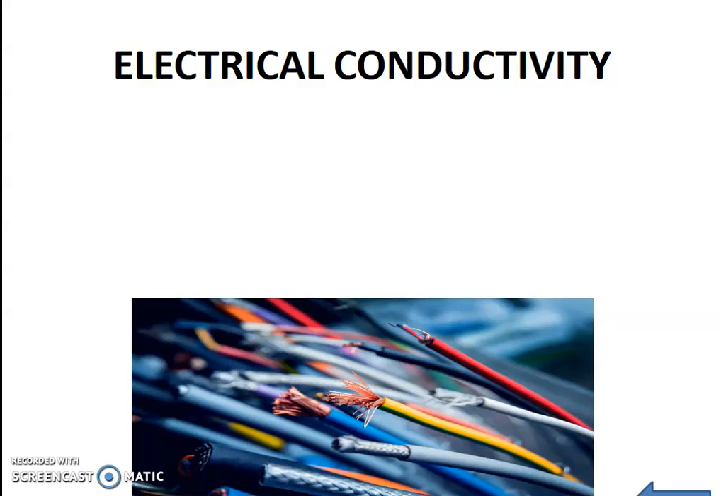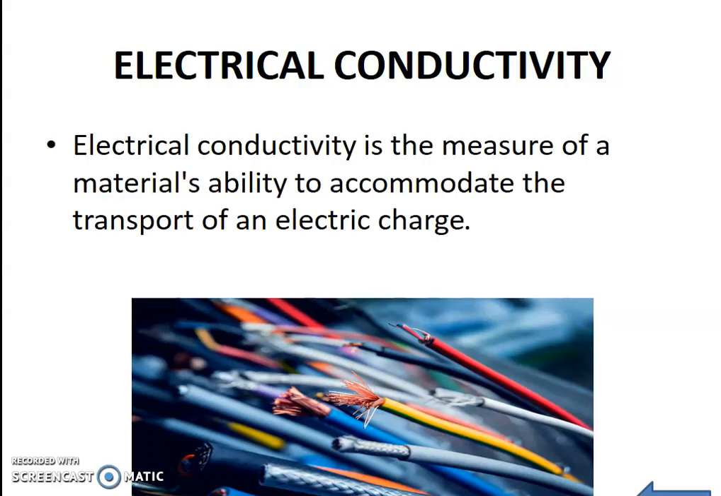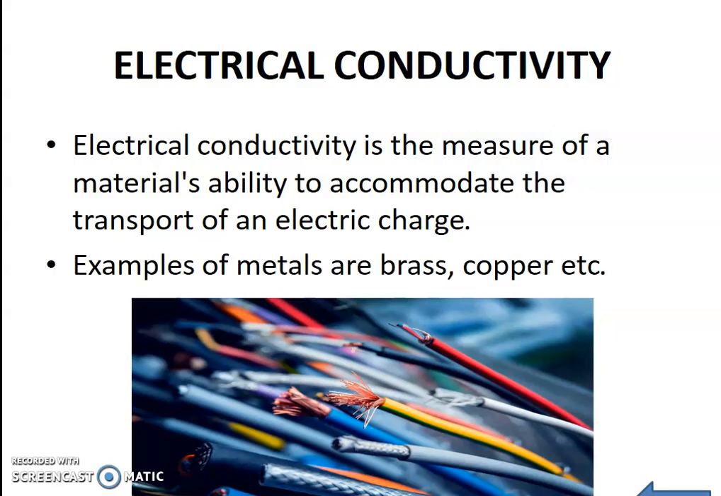Electrical conductivity. Observe this, all wires are made up of metal. It is because metals are good conductors of electricity. Metals contain free electrons, so they are easily able to move from one end to the other end, transporting electric charge. That process is called electrical conductivity. Gold, silver, copper are good electrical conductors. Therefore, they are used for making electrical wires. Very low resistance will be observed.